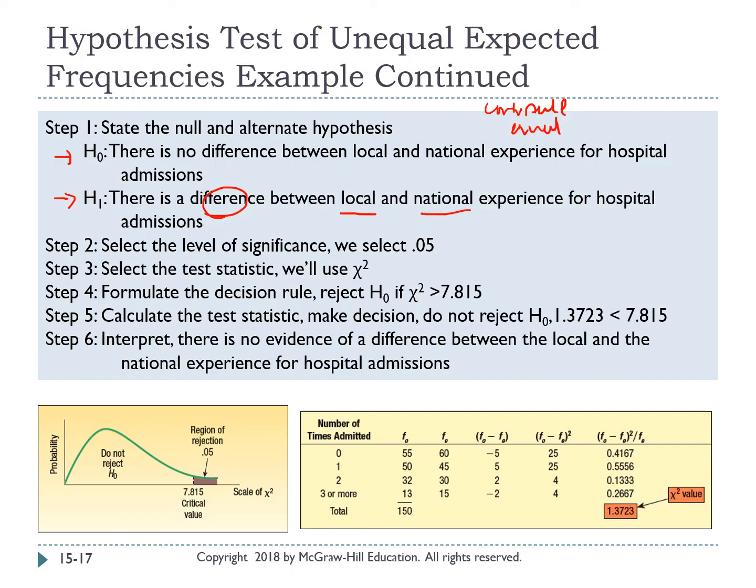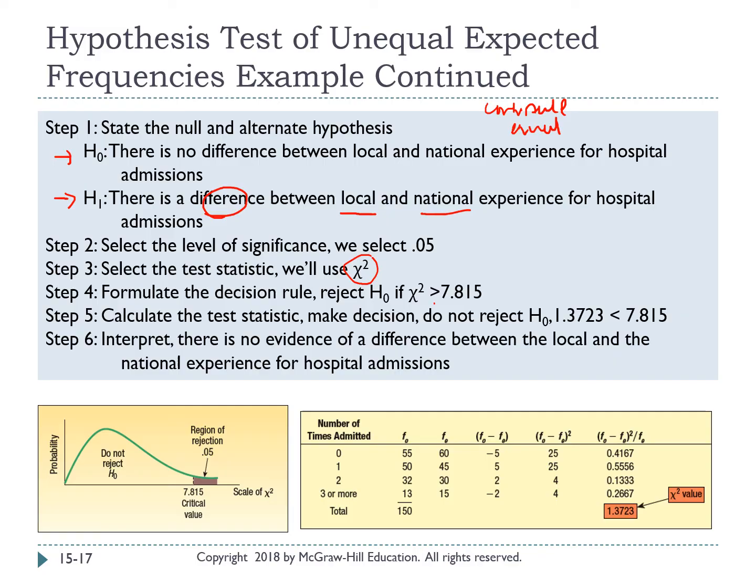Step number 2, we have to select our alpha. In this case we will use 0.05. Step number 3, we have to compute our test statistic. We will be using chi-square. Okay, so you already learned how to compute your chi-square, right? And step number 4, we have to formulate your decision rule. Given the steps that I have mentioned in the previous slide, you should know how to find your CV.